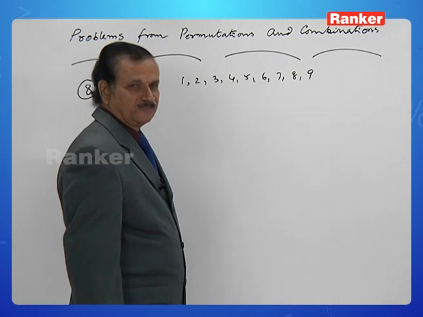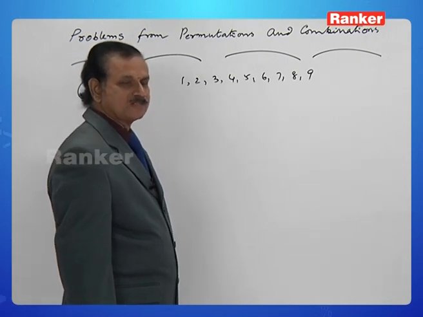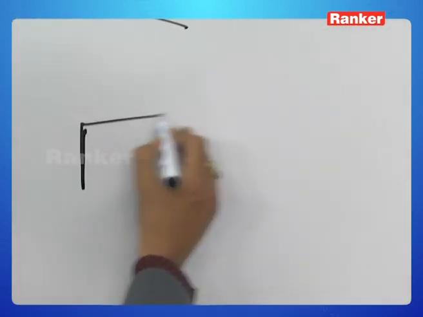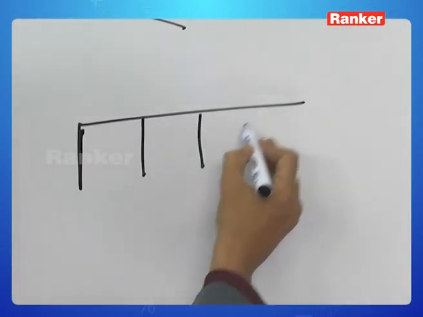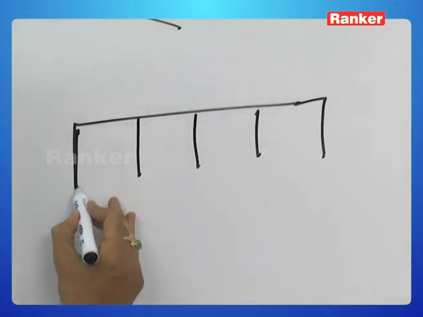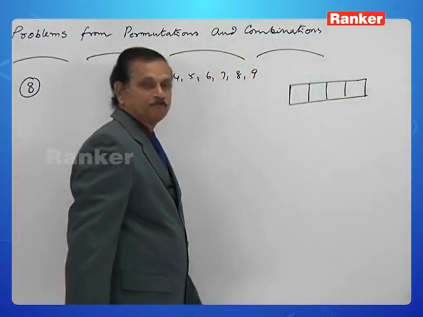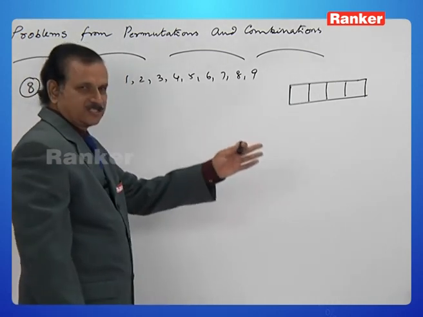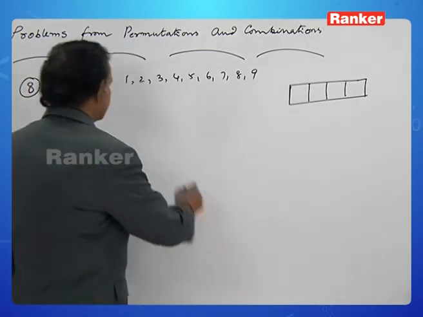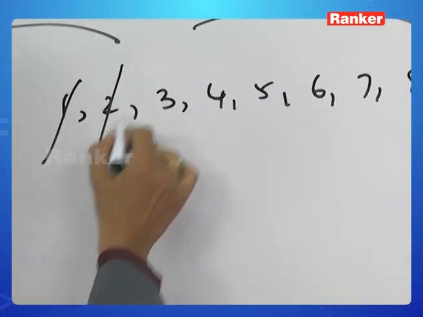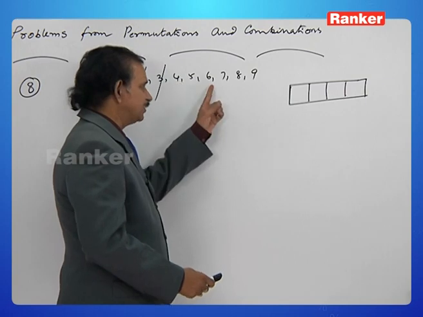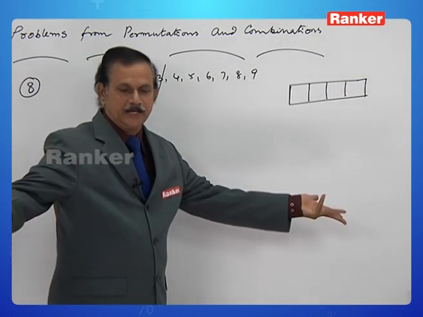Out of these digits, what type of numbers are you supposed to have? 4-digit numbers. What does it mean? You are supposed to fill 4 boxes. One more condition is there. The least digit that must be used is 4 only. So, you are not supposed to use 1, 2, 3. How many digits are possible? 4, 5, 6, 7, 8, 9 only.